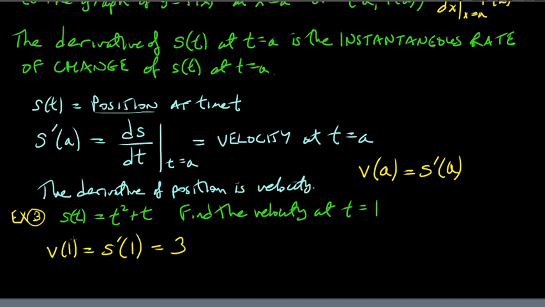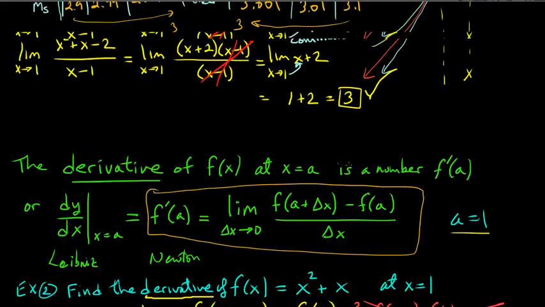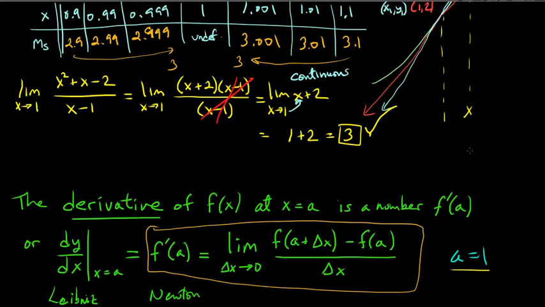But don't get confused with s of 1. S of 1 was just 1 squared plus 1, which is 2. So that's the position at time t equals 1, so we're at a position of, say, 2 meters. But how fast we're going, that's 3 meters per second. So s tells you where you are, and s prime, or v, tells you how fast you're going. Okay, so that's the idea of the derivative. Let's do a couple more examples, I guess.